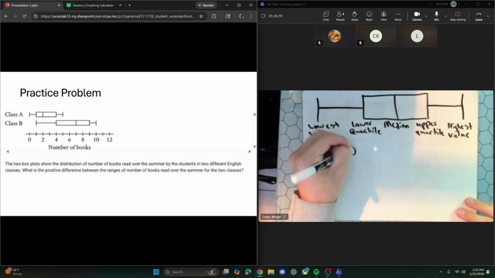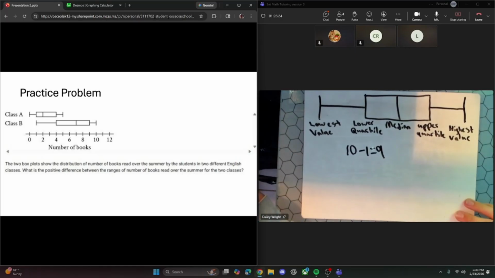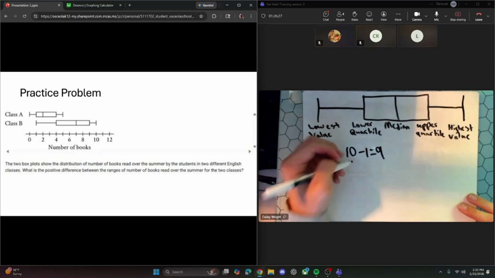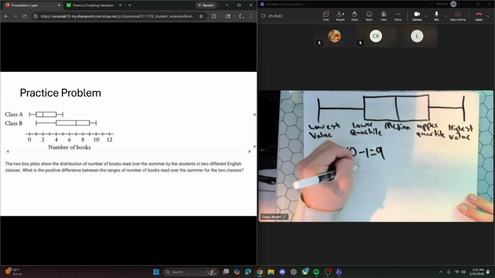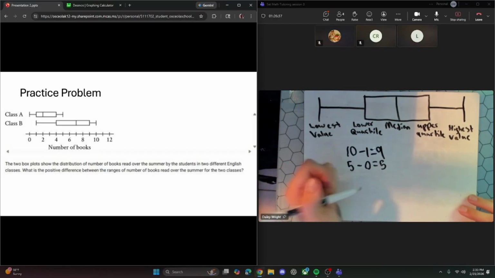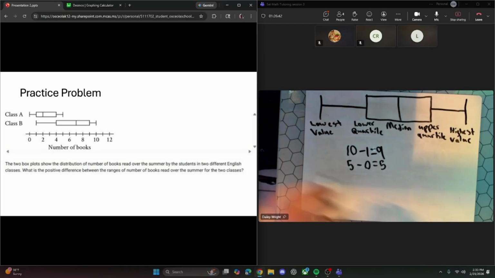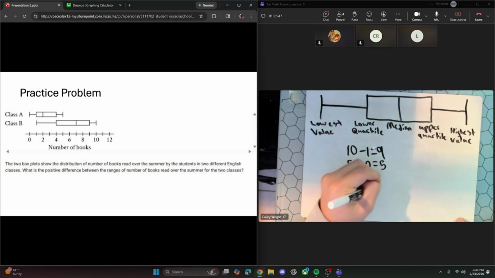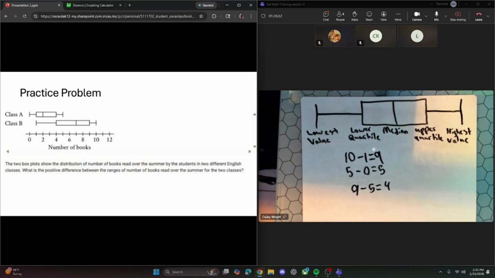Its maximum is 10, its minimum is 1. 10 minus 1 is 9, so the range of class B is going to be 9. The range of class A is going to be the maximum is 5, and the minimum is 0. 5 minus 0 equals 5. So these are the ranges of each. If it wants the positive difference between the ranges, it wants the first range minus the second range. 9 minus 5 equals 4. So the positive difference between the ranges of the number of books would be 4.